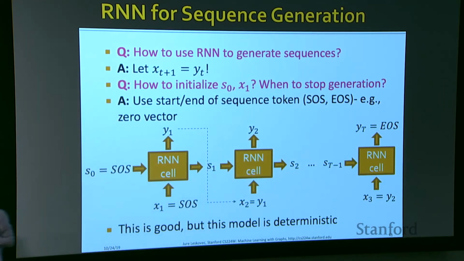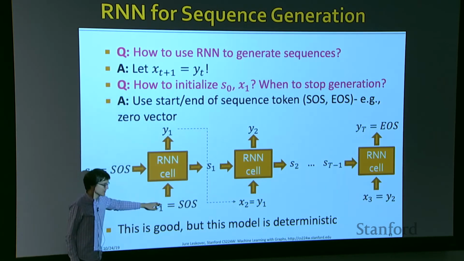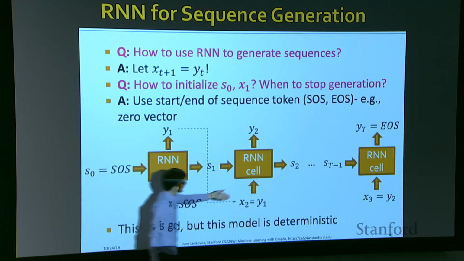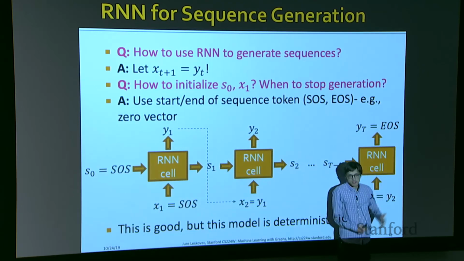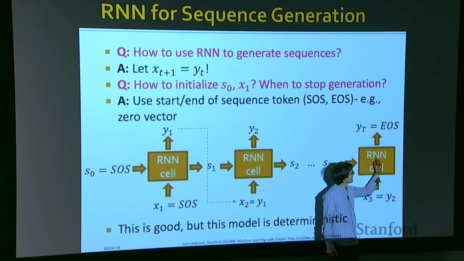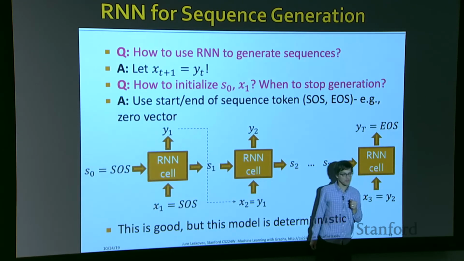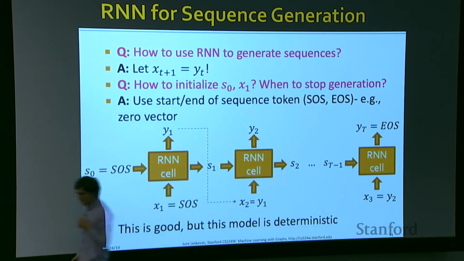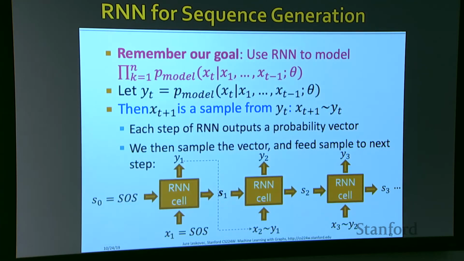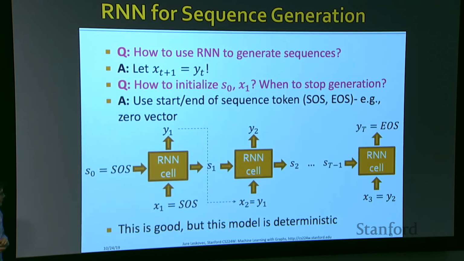Okay? So that is the idea. Because we have this start of sequence, it's clear when we start. And because we have an end of sequence, we know when to stop. So this will roll until one RNN cell will say, hey guys, I have enough. It's end of sequence. Okay? That's the idea. So let's now talk a bit more about this.